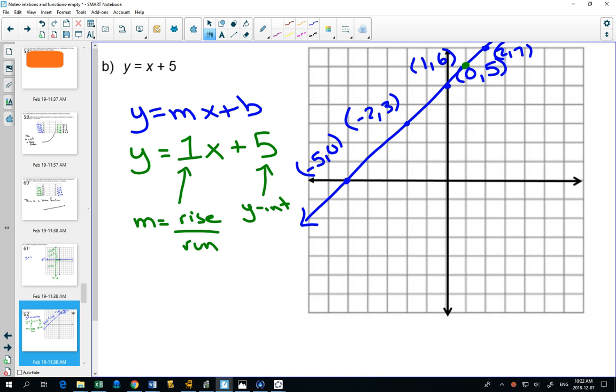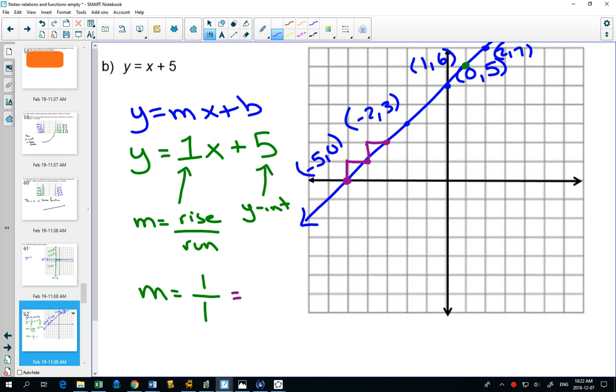Can you write 1 as a fraction for me? 1 over 1. Fancy. Okay? What does that mean? That means if you start anywhere on the line, let's go to purple. If I start here, if I have a rise of 1 and a run of 1, do I get back to my line? Yes. A rise of 1, run of 1, back to my line.